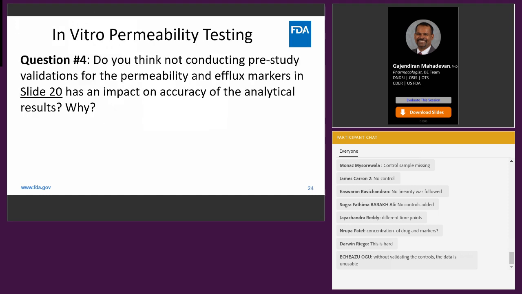Question number 4. Do you think not conducting pre-study validation for the permeability and the efflux markers in slide 20 has an impact on the accuracy of the analytical results, and why?